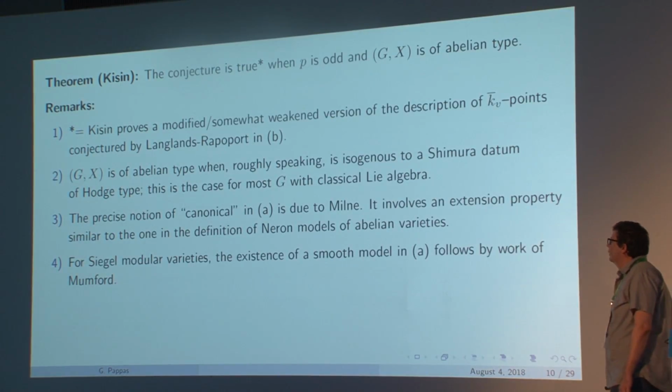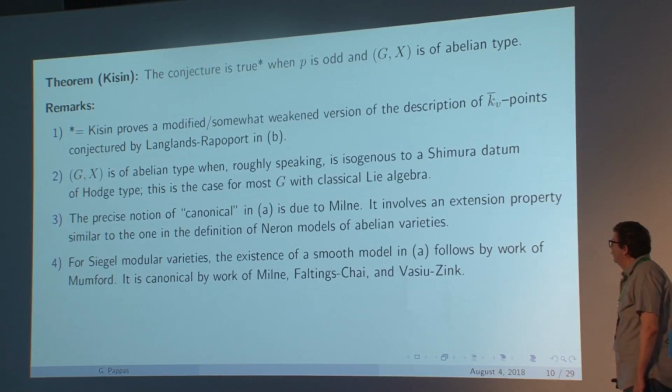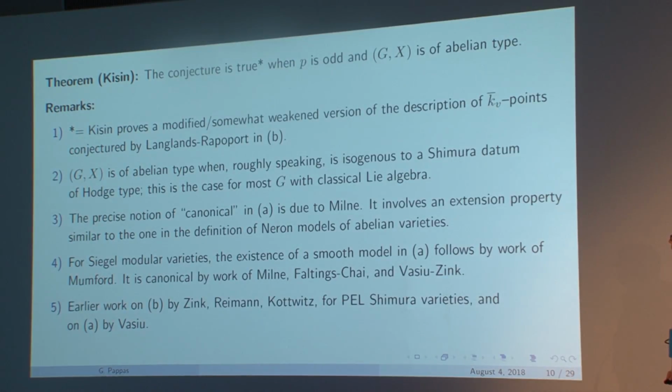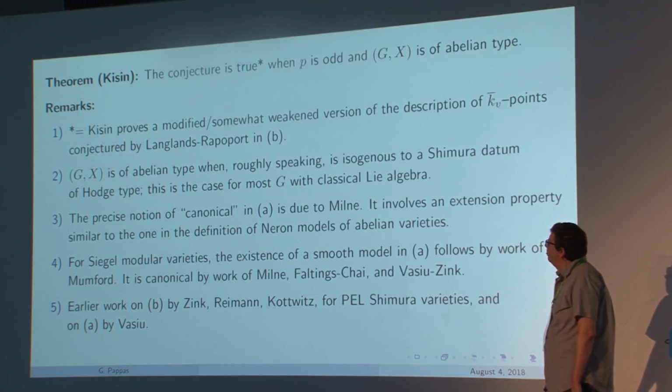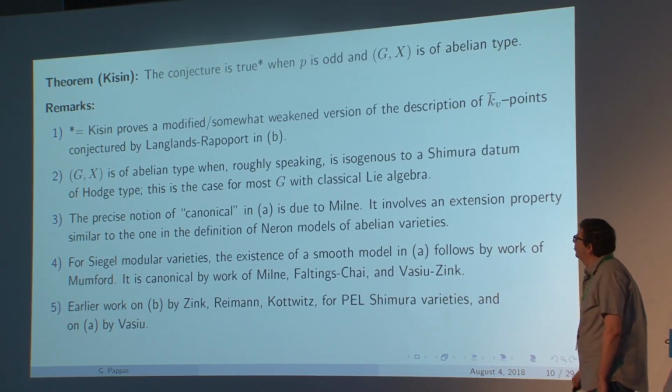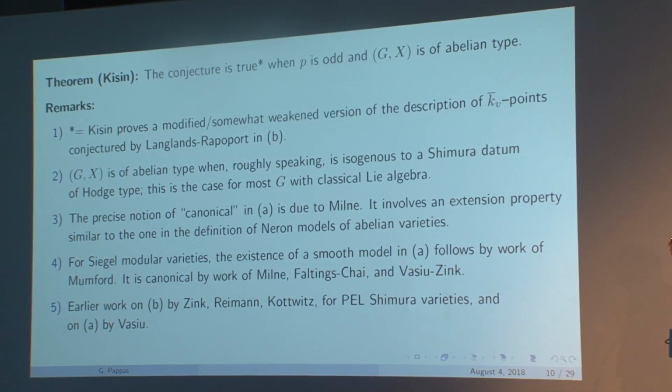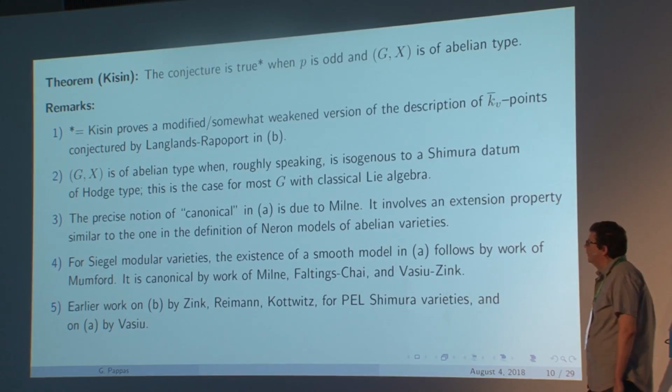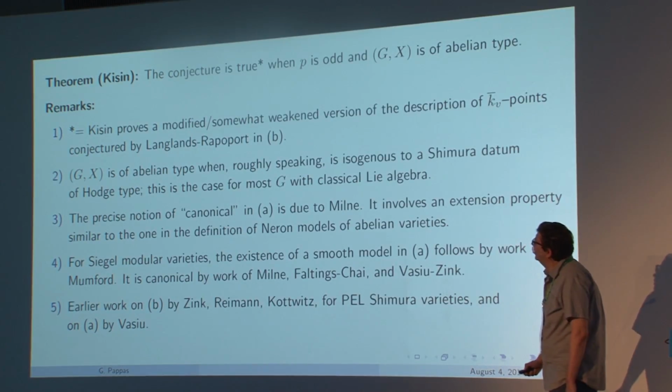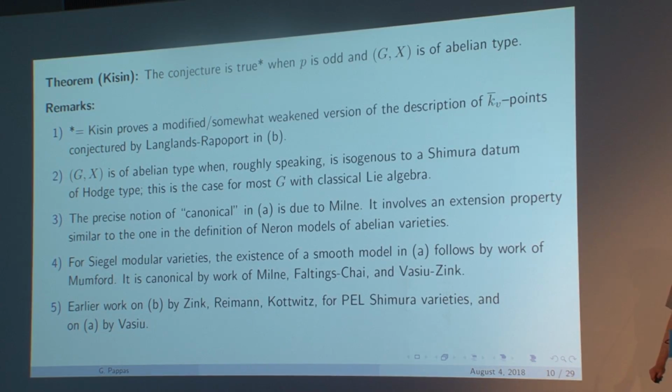And here's some more information for Siegel modular varieties. We have it follows by work of Mumford. And then it's important to mention earlier work on PEL Shimura varieties. This is the description of the points by Zink, Reimann, Kottwitz especially for PEL Shimura varieties, and also on the existence of models by Vasiu. So this is the situation where we expect good reduction.